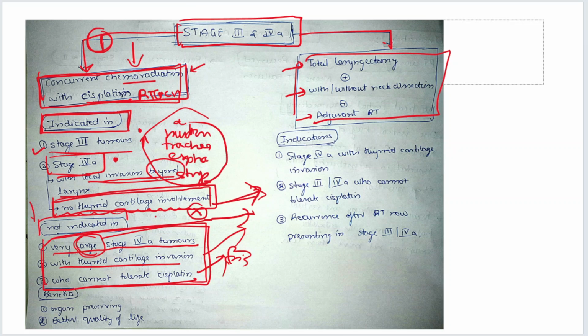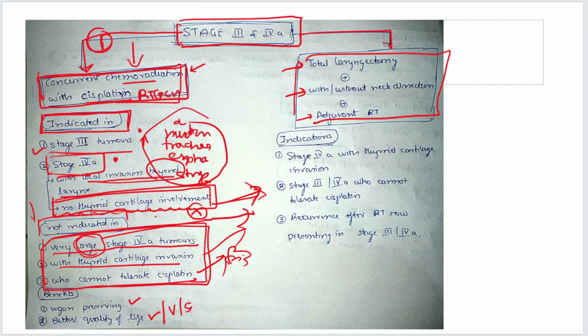subsets where you cannot take up the patient for concurrent chemoradiation with cisplatin, and you take up the patient for total laryngectomy. Why are we stressing so much on concurrent chemoradiation? Because it is organ preserving, the patient's quality of life is better, voice is preserved, the patient can go swimming. So again, concurrent chemoradiation is indicated in stage 3 tumors and stage 4A when it is because of invasion beyond the larynx locally. It is not indicated in thyroid cartilage invasion. Thyroid cartilage invasion, patients who cannot tolerate cisplatin, and large bulky tumors, you take those patients up for total laryngectomy.